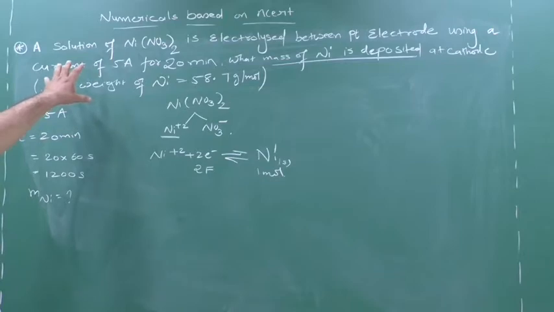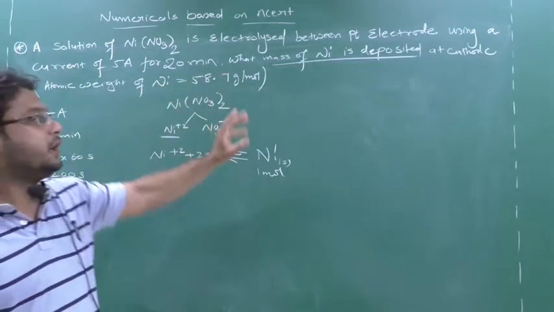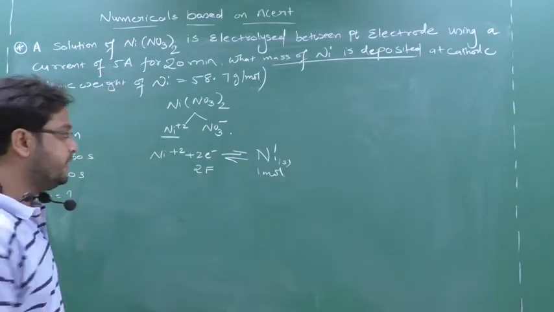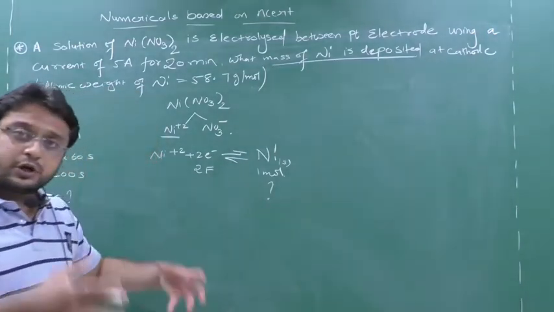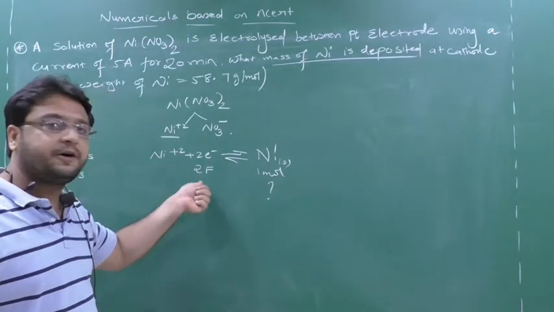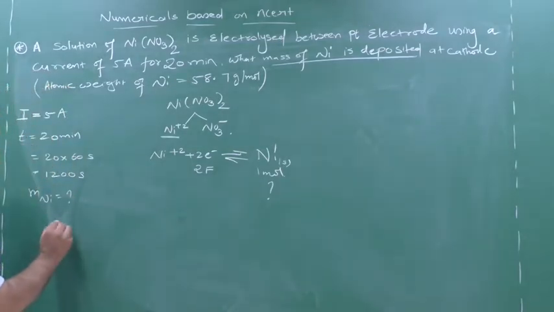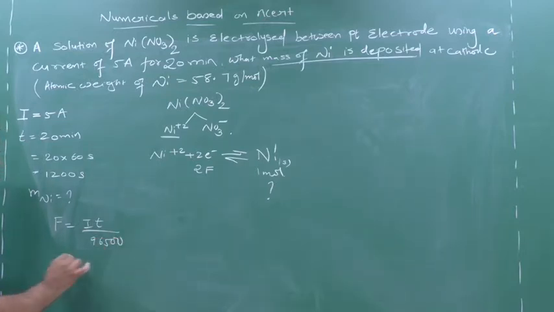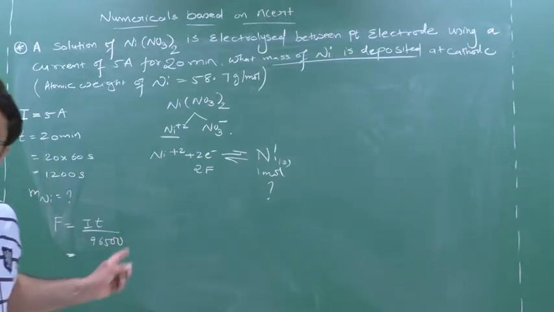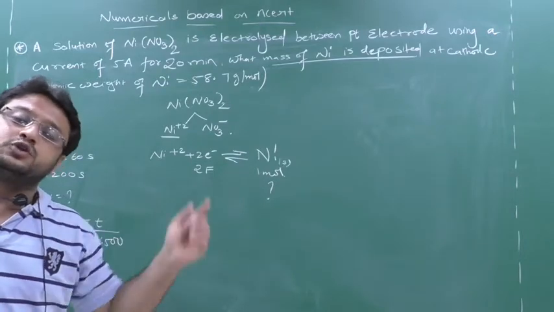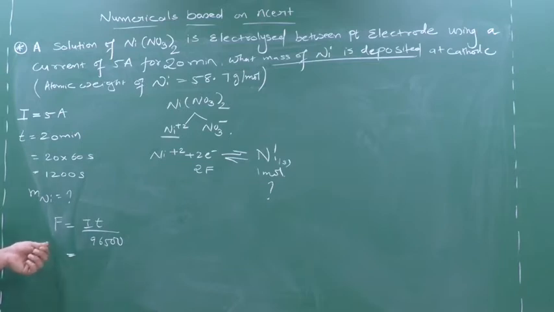They ask in the question, what mass of nickel. Mass will be given by whom? Moles, because we know mole equals weight upon molecular weight. So I have to put a question mark here. Now what does the question suggest to us? The question suggests we calculate the Faraday, and you know the formula for Faraday: Faraday means IT by 96500. Remember, we have solved this type of problem in the previous class also. Q equals IT, and 1 Faraday equals 96500 coulomb. So directly we are calculating the Faraday, that is IT by 96500.